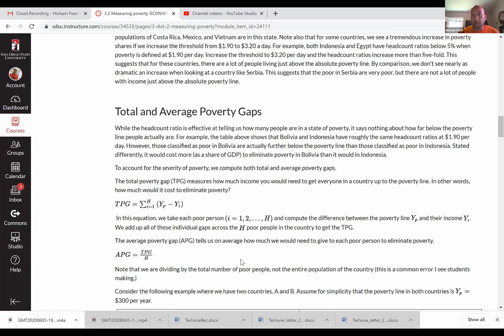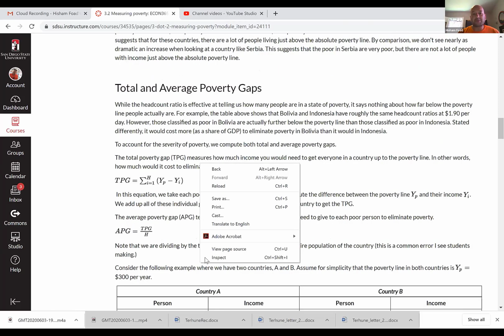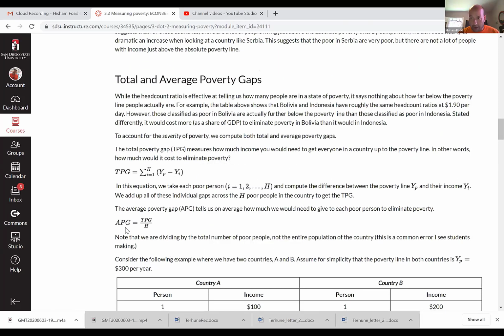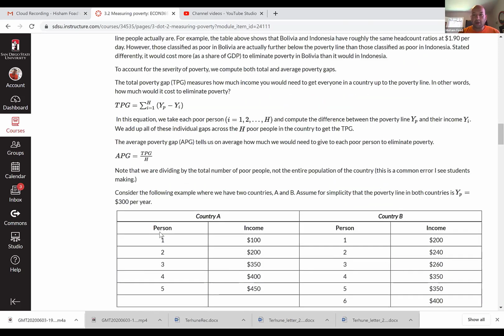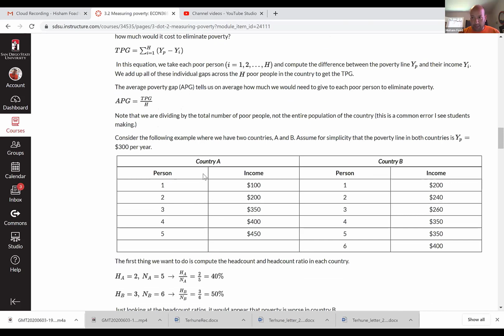Sometimes it's useful to get a single number, and so we'll sometimes also use what's known as the average poverty gap. The average poverty gap is the total poverty gap, how much money we would need to spend to eliminate poverty, divided by the total number of poor people. That gives how much money on average we would need to spend per poor person to get rid of poverty. We'll go through a couple of numerical examples to see how the calculation works.